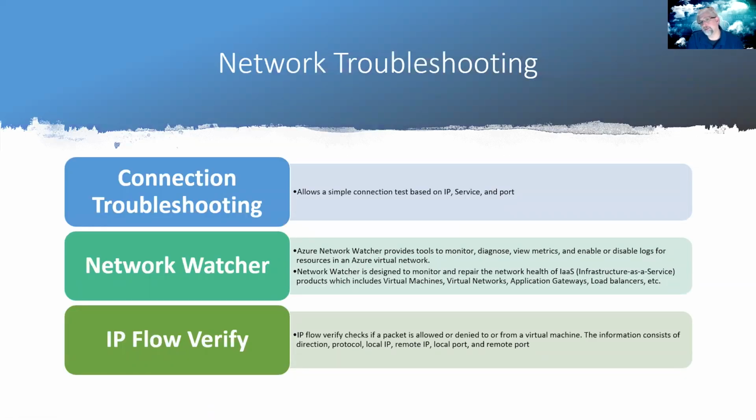Now, that's VMs. So we're going to switch a little bit and go over into the network side of things. So these kind of overlap a little bit when you get into Azure. So network troubleshooting, connection troubleshooting, that's your simple test. It's going to tell you, is there something that would block you, right? It's going to look at the source IP, the destination IP, the service or protocol, and the port. If everything's good, it'll tell you, yeah, you can connect. That doesn't necessarily mean you will be able to. There may be something else blocking you.